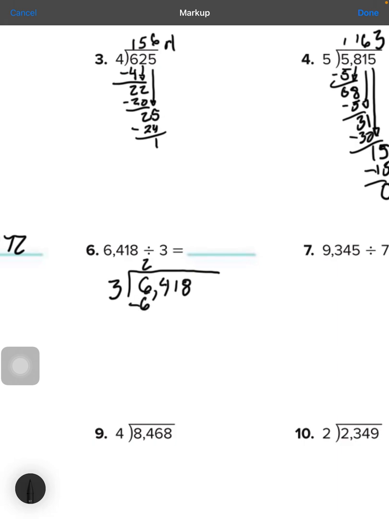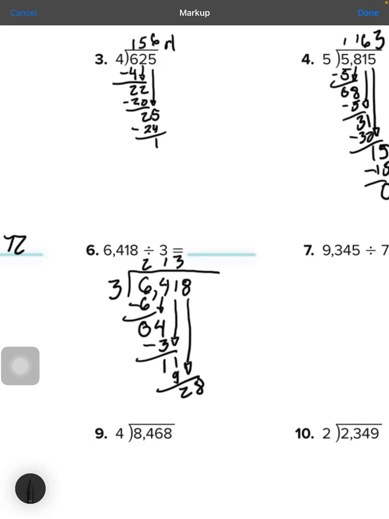3 will go into 6 twice. 2 times 3 is 6. 6 minus 6 is 0. Bring the 4 down. 3 will go into 4 one time. 1 times 3 is 3. 4 minus 3 is 1. Bring the 1 down. 3 will go into 11 at least 3 times. 3 times 3 is 9. 11 minus 9 is 2.